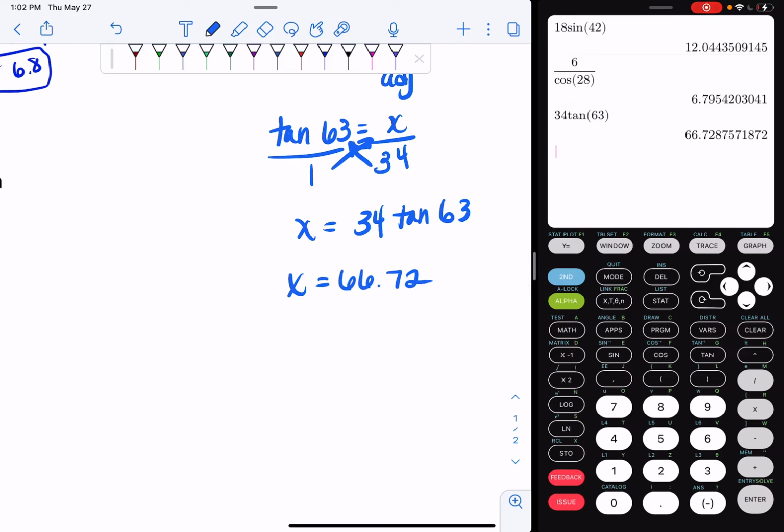Round that number to the nearest tenth. Look to the right. That 7 stays the same. So I can say x is equal to 66.7. And that's your final answer.